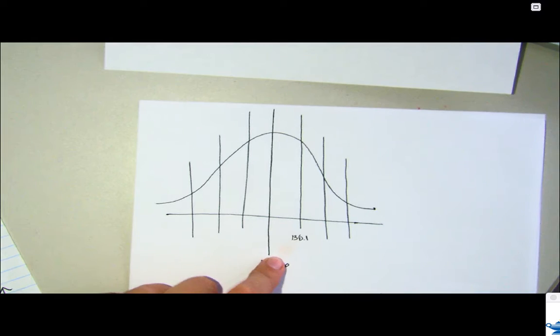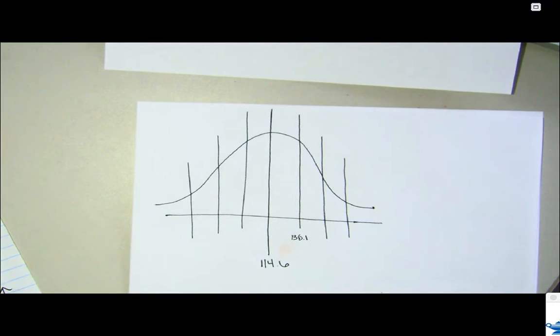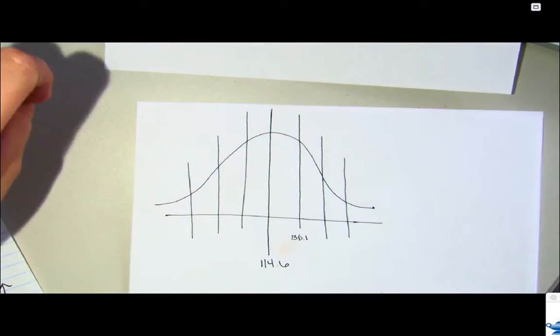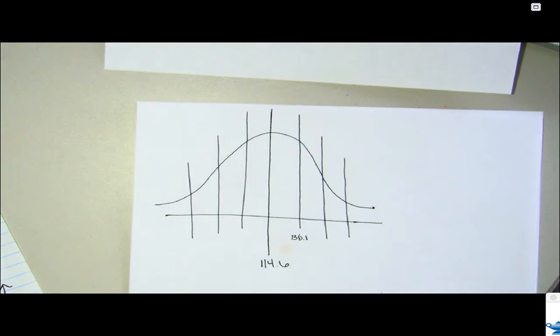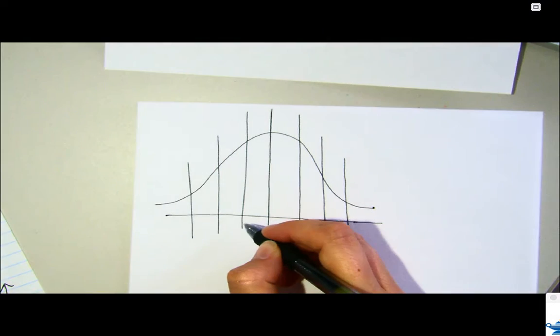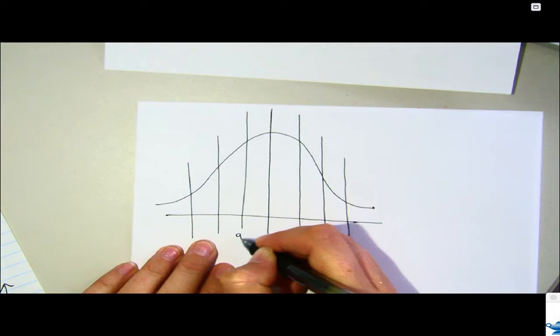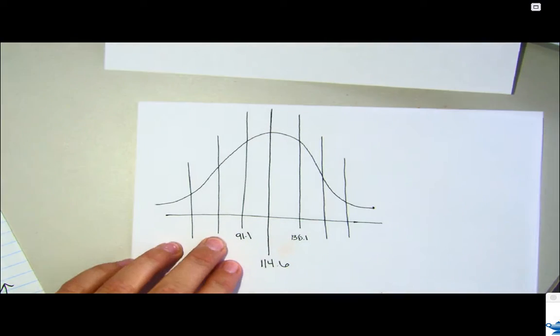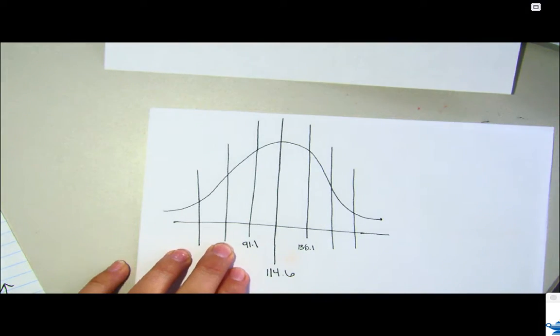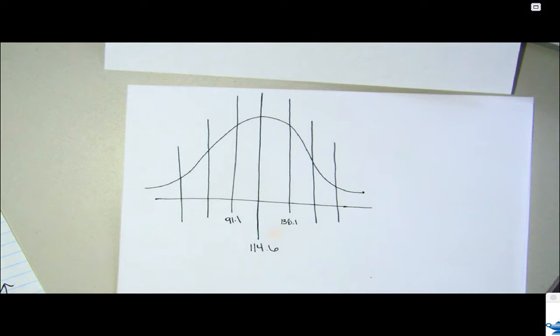What is one standard deviation below the mean, ladies and gentlemen? Oh my God, look at it all coming together. We're 91.1. Yes, 91.1. What is 2 standard deviations below the mean?